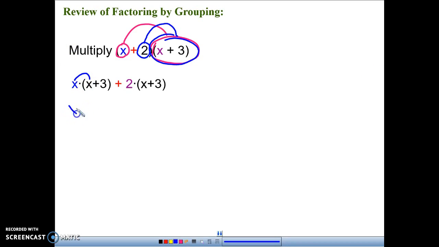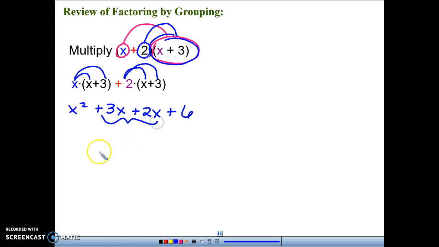This times this gives you x squared. This times this is a plus 3x. This is a positive 2. That gives you plus 2x. And the positive 2 times positive 3 is positive 6. We have like terms here, so our answer is x squared plus 5x plus 6. Okay?